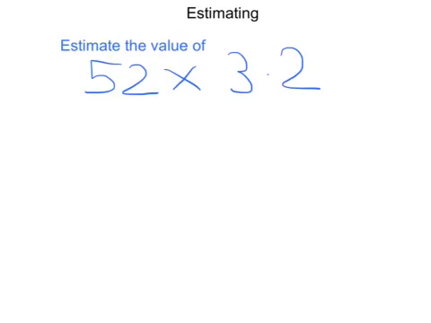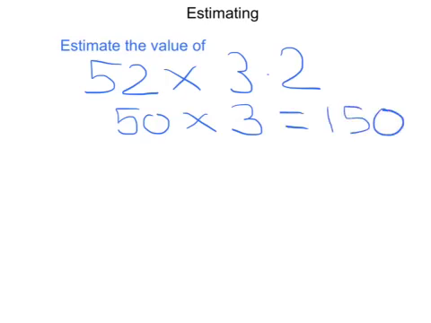So I'm not going to do 52, I'm going to do 50. That's a much nicer number. I'm not going to multiply by 3.2, I'm going to pick a nicer number, 3. That's pretty close to it. 50 times 3 is 150. So the answer to this should be roughly 150. Let's try one more.